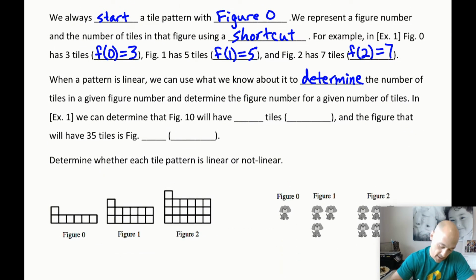So for figure 10, we multiply it by 2, that'll be 20, and then add 3, that will be 23. So we would say f of 10 equals 23.